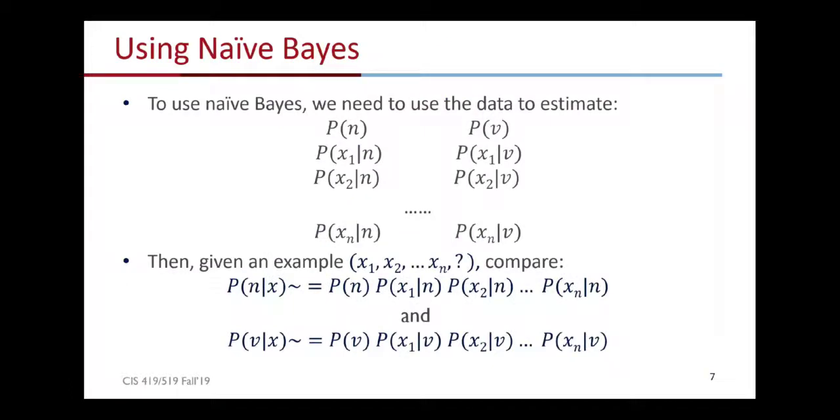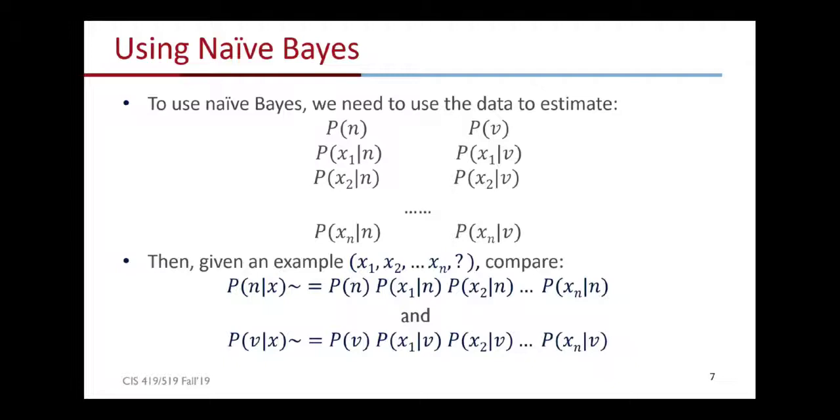It means to organize your statistics in two columns, the probabilities that are relevant for the noun predictions, P of n, P of xi given n for all xi's. Second column, P of v, P of xi given v. And then given an example, just remember the tennis examples that we've seen just a few minutes ago.